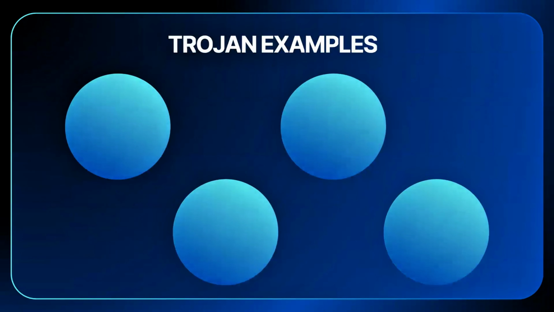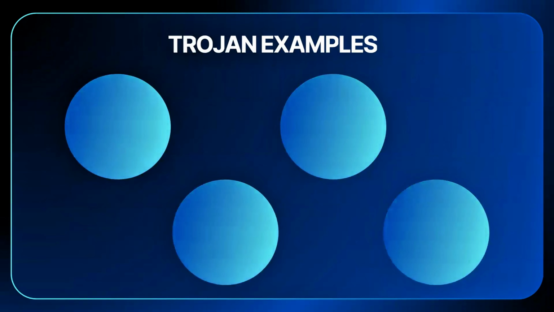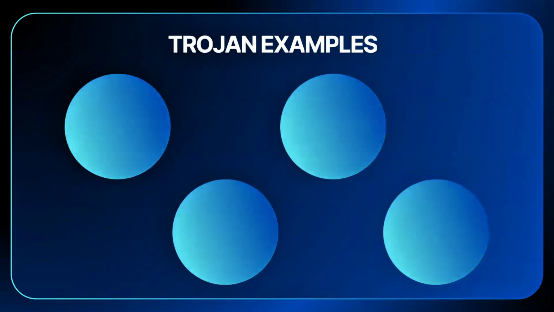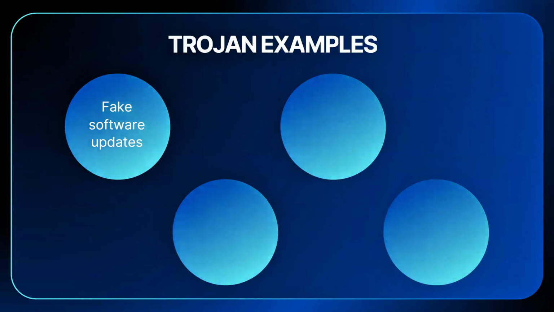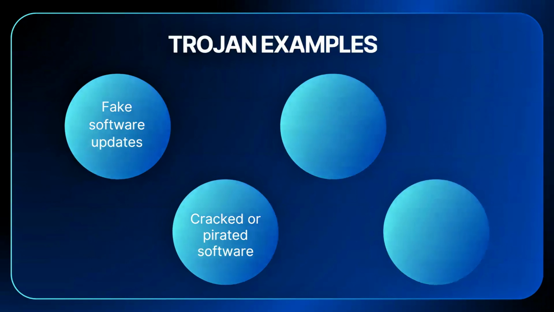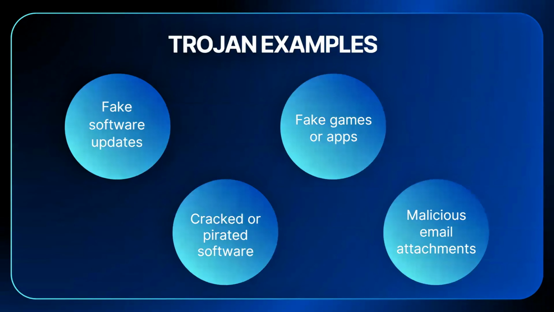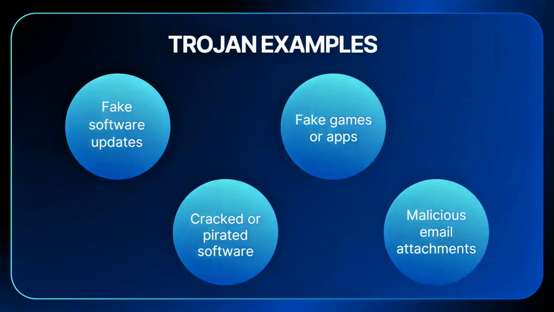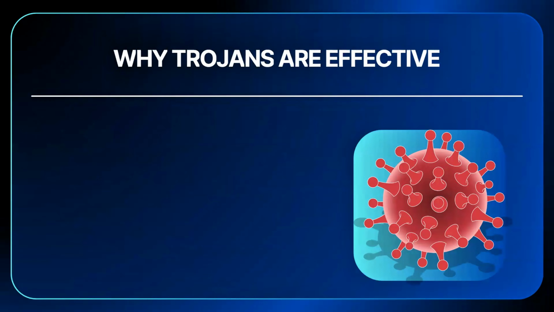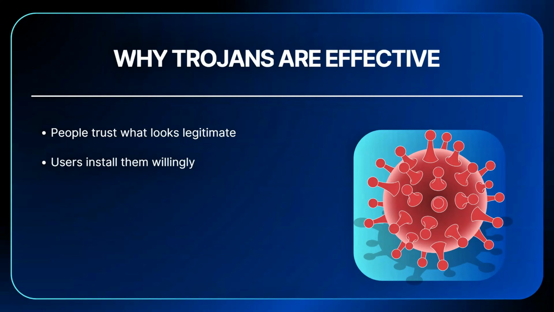Now, here are some examples of Trojans. I've said it earlier that Trojans hide behind things that look useful. So examples are fake software updates, cracked or pirated software, fake games or mobile applications, malicious email attachments pretending to be safe. Now, why are Trojans effective? Trojans succeed because they exploit trust. People trust software that looks legitimate, users install them willingly. Trojans often bypass basic defenses and they enable further attacks after installation.